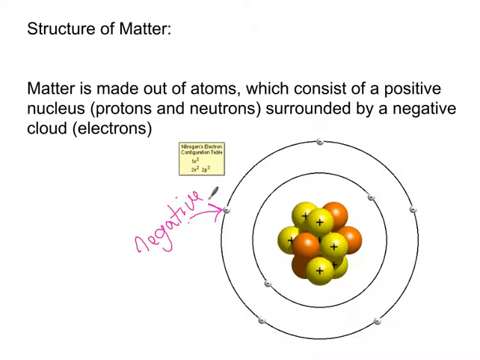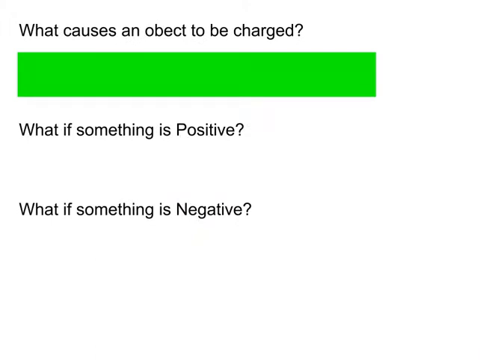And since electrons are on the outside, when things become charged, it's electrons either being stripped off or new ones being added that change the charge of things, because you can't strip off protons. They're way down, locked in the nucleus by very strong forces.